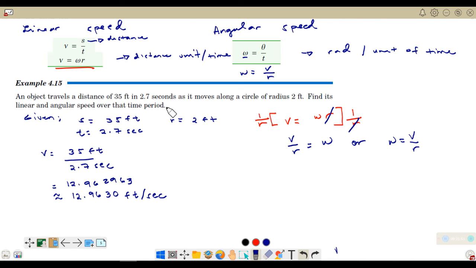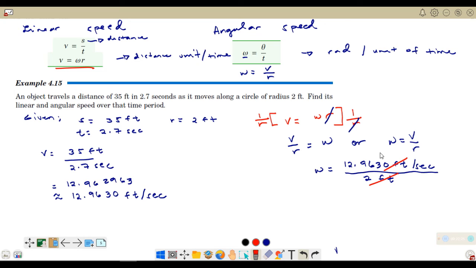Now, let's try to solve for its value. We have omega is equal to, our V is 12.9630 feet per second. And then on the denominator, we have 2 feet. So what will happen with our unit of measurement feet? It will cancel out.